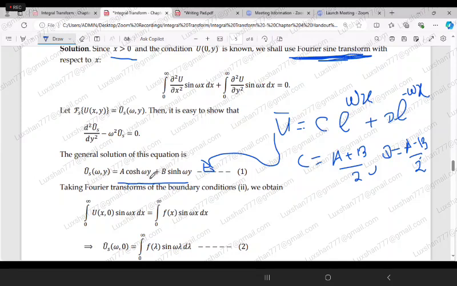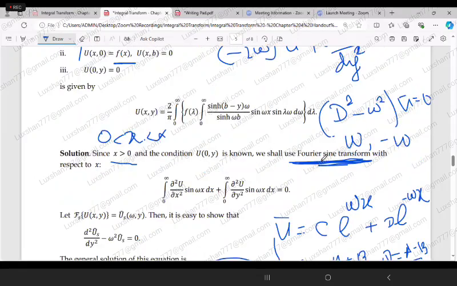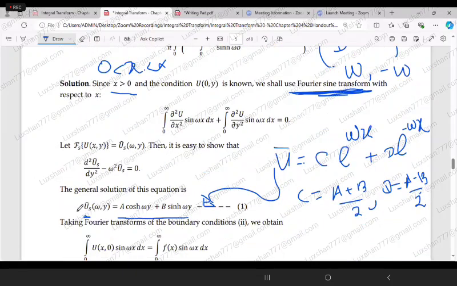Now we have got the solution, but look at here. I'm using the notation S because I'm taking the sine transform. So you have to be careful with all these notations. Because we are taking the sine transform, you have to put S here. You have to be consistent with the notation.